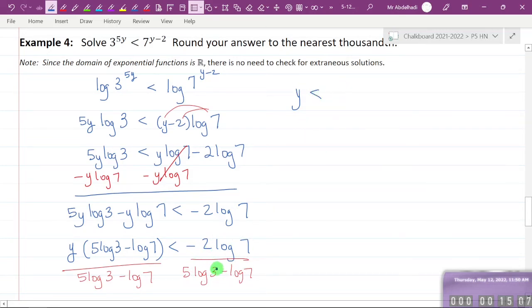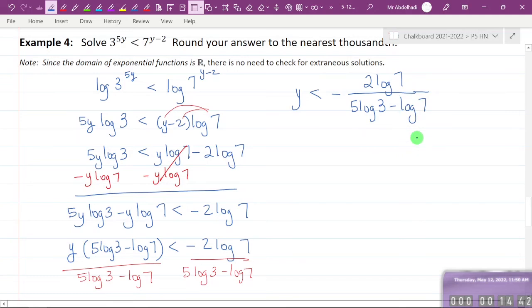Now, you can leave the negative in the numerator, or you can put the negative in front of the fraction. I'm actually putting it in front of the fraction here like that. So the top is just 2 log 7, and the bottom is 5 log 3 minus log 7. And that's an exact answer right there. There's no rounding there. If I really wanted an accurate answer, like I do in AP Calculus, I ask them to give me exact answers, they would stop here.